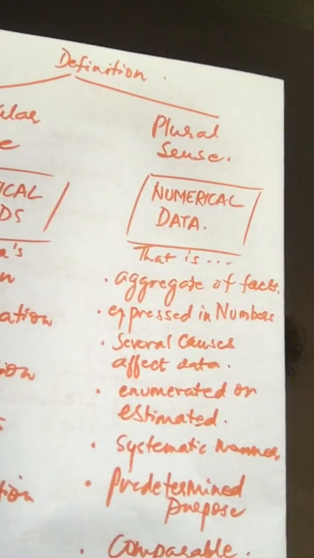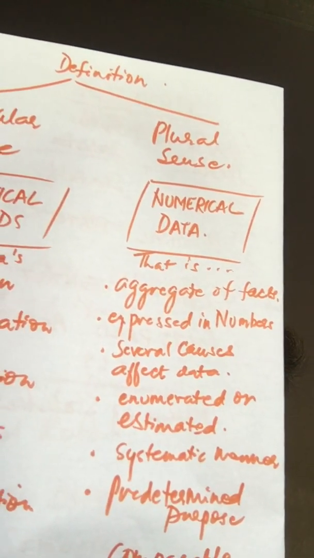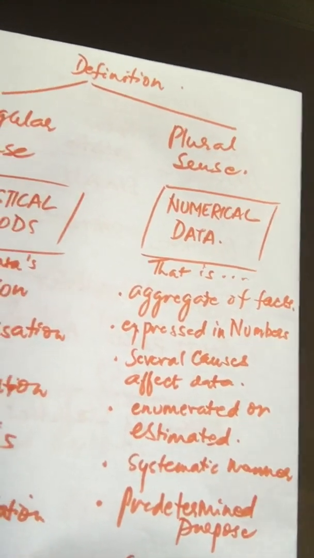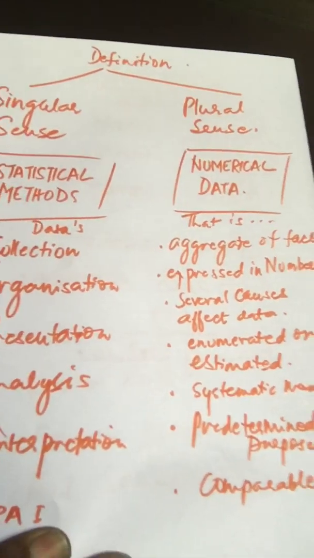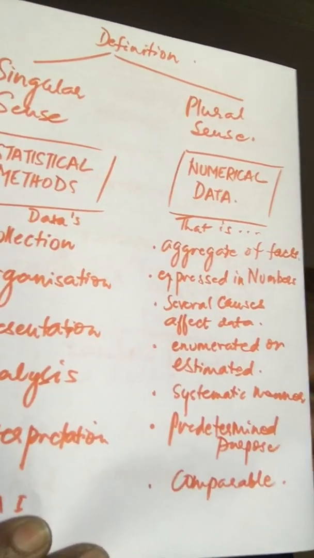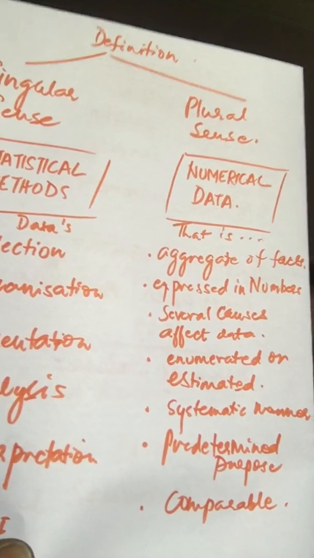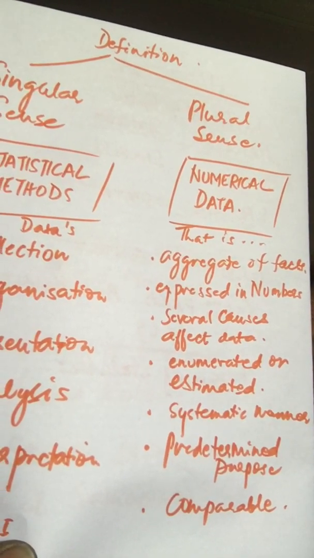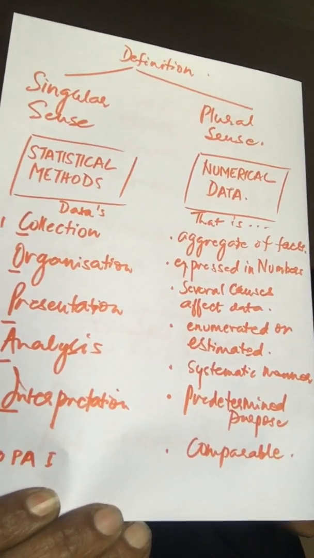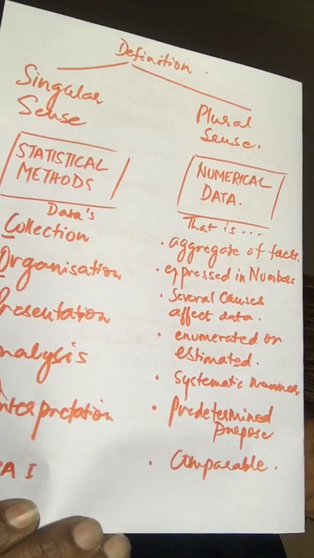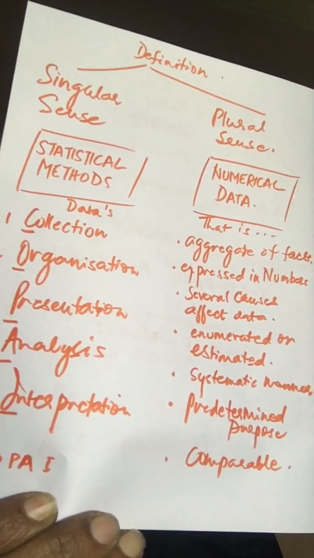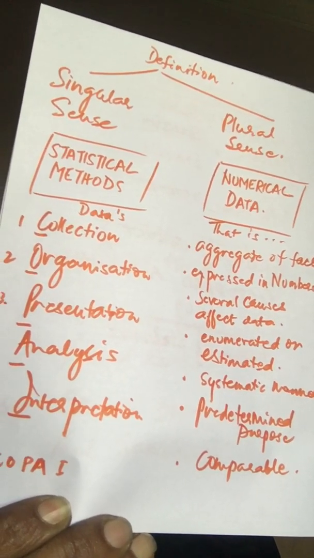So once again, when you're talking about data itself, it depends on whether it is affected by just one cause, or are there many causes? Then, is the data just enumerated? Have you counted it individually, or have you just made a broad estimate? How do you treat the data? So anything to do with the numerical comes under the purview of the plural sense.